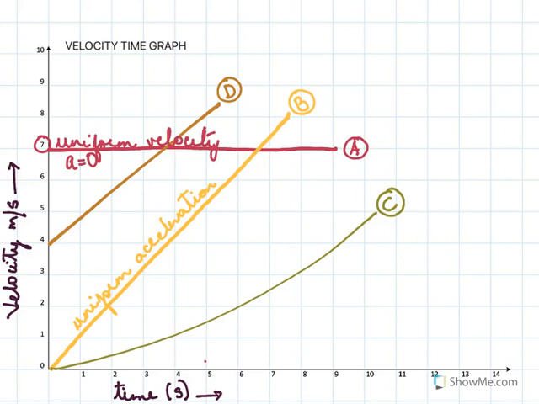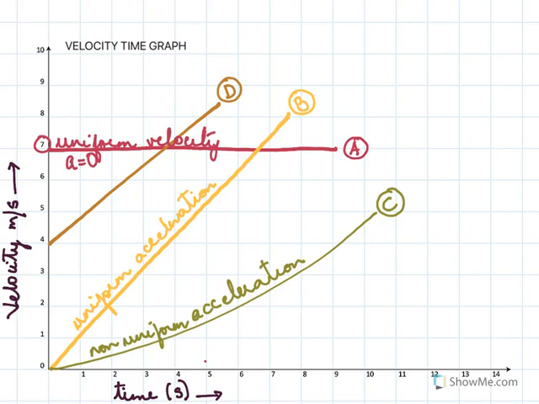Now let's look at the object C. Here also the velocity is increasing, but it is not a straight line. It's increasing along a curve. So there is acceleration. The velocity is increasing, but not by equal amounts in equal intervals of time. So this is called non-uniform acceleration. The velocity increases by unequal amounts in equal intervals of time.